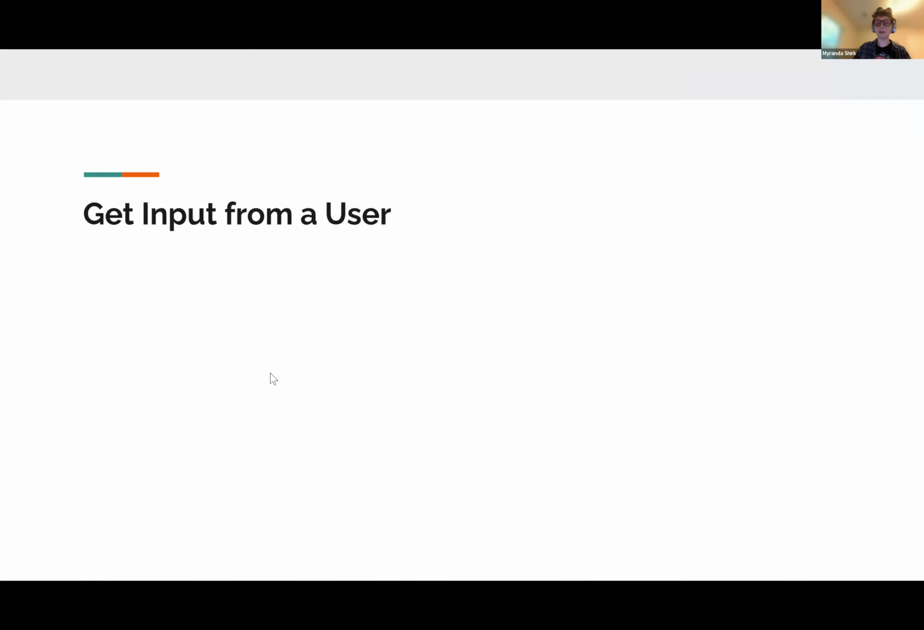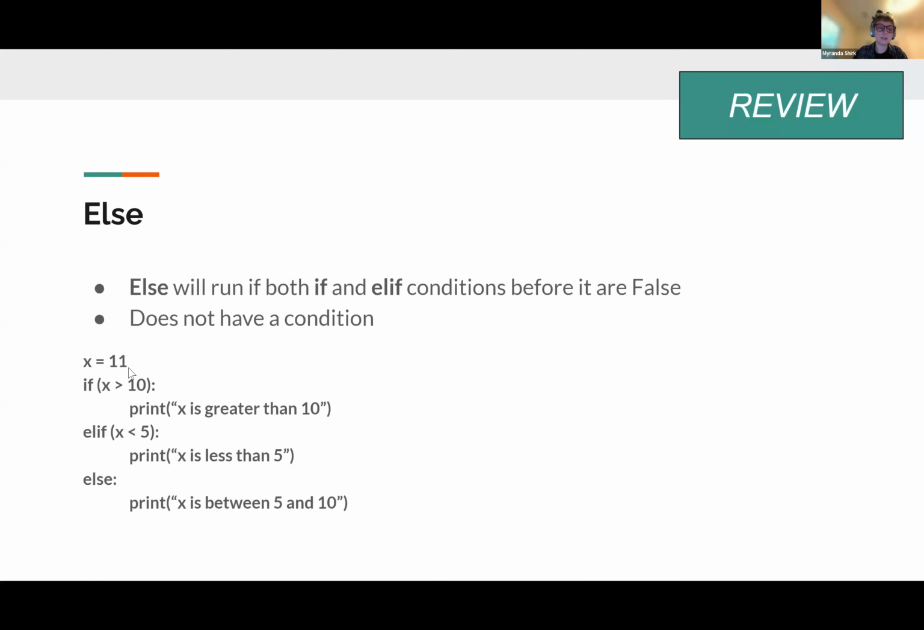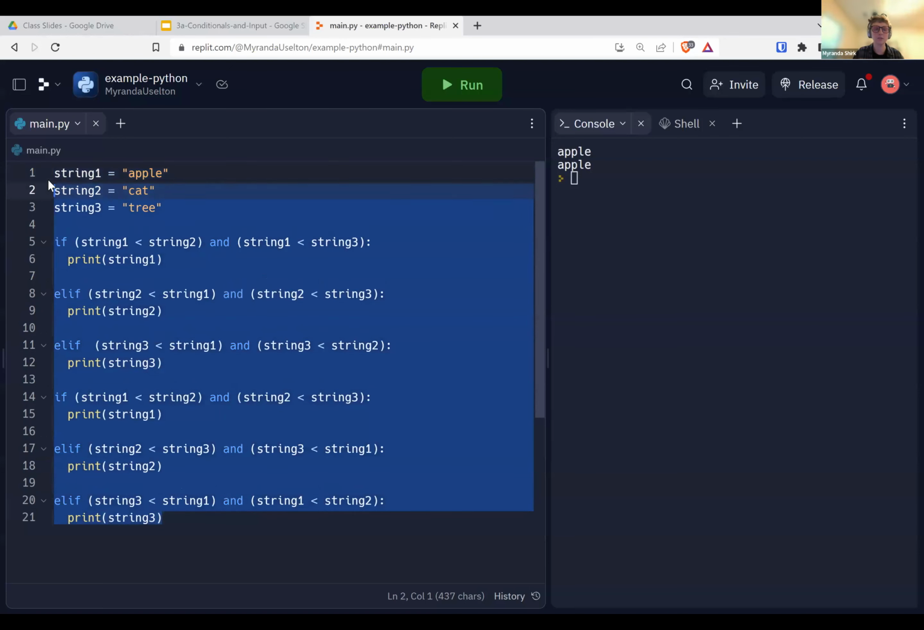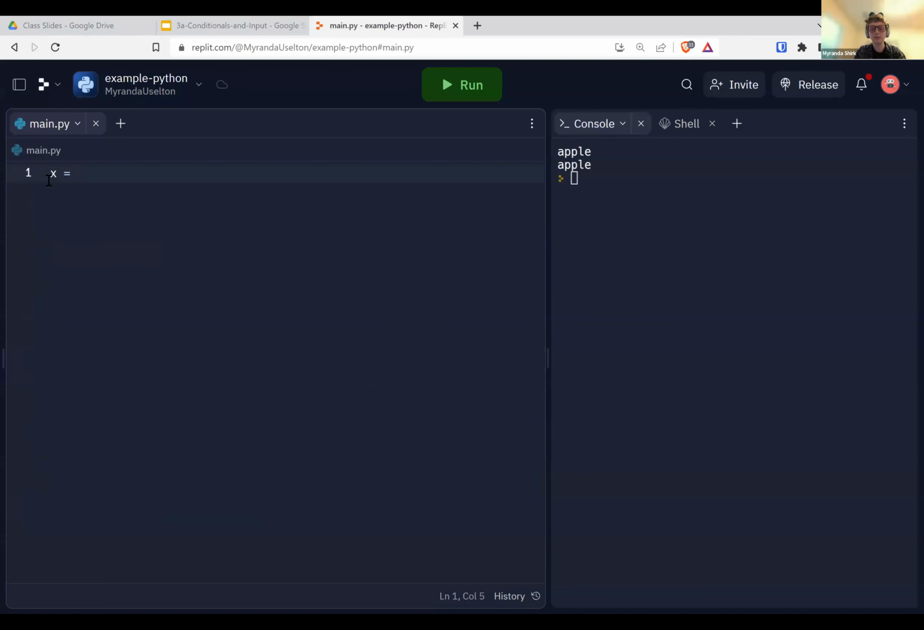But if x was in between 5 and 10, because right now we're just checking if it's greater than 10 or if it's less than 5. If we want both of those to be false, we need something between 5 and 10. So we'll do something like 7. I'll just show you an example of this. I'm going to get rid of all this, x equals 7.